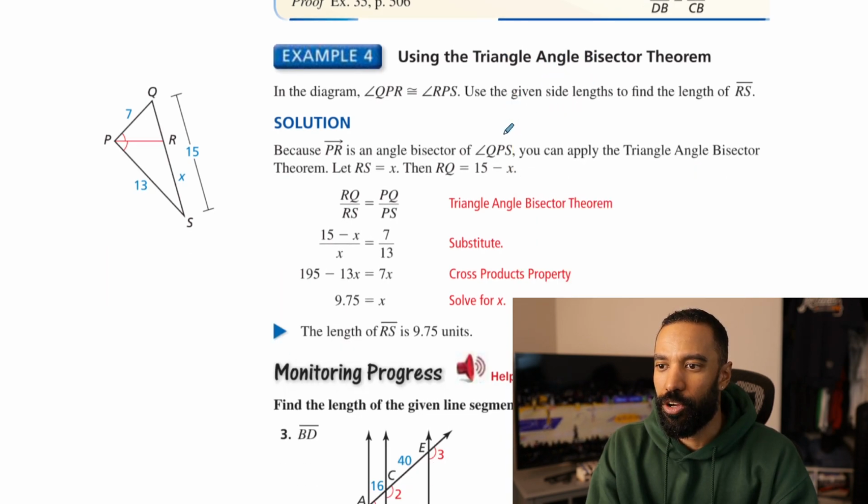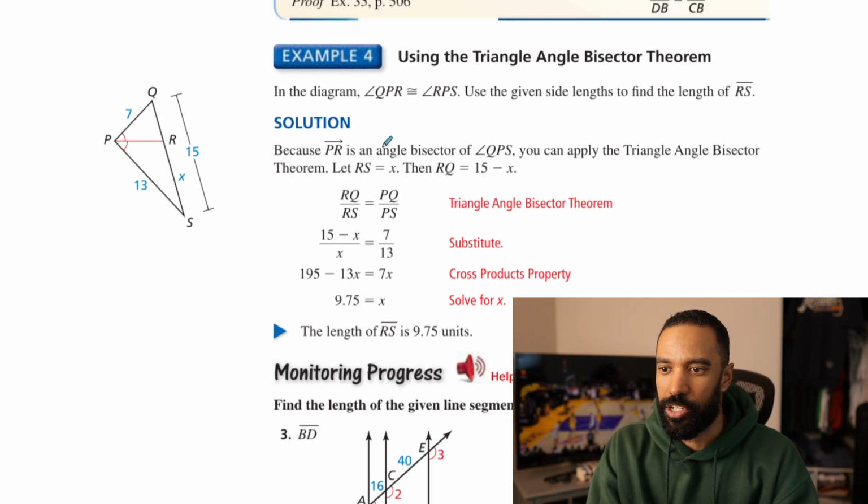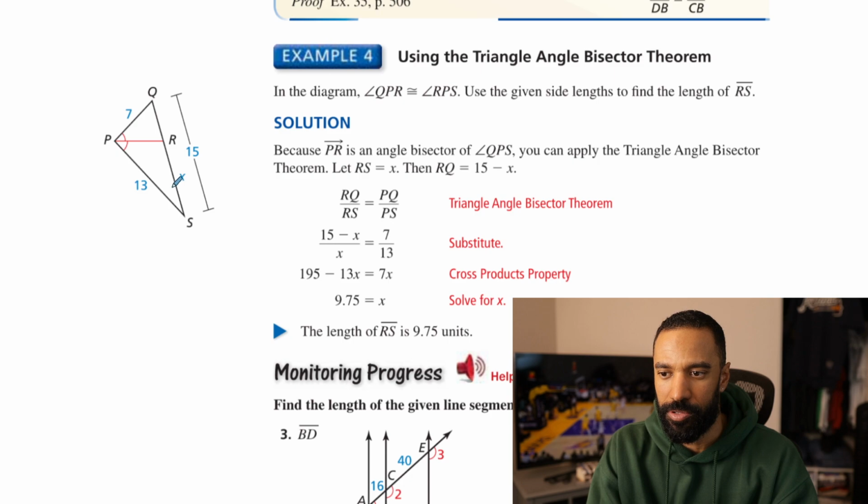Using the triangle angle bisector theorem, we have this situation right here where you have an angle bisector. And they say these two angles are congruent, QPR and RPS, therefore angle bisector. So because it's an angle bisector, you can apply that theorem. So they're going to place an X right here where you're trying to find that length. It's just easier to write than RS, I suppose.